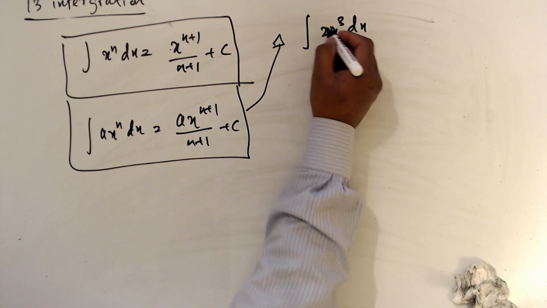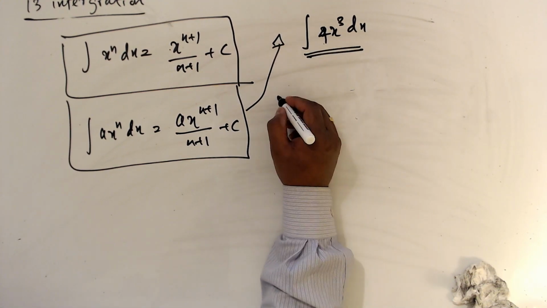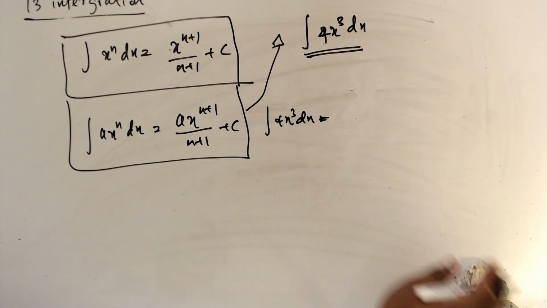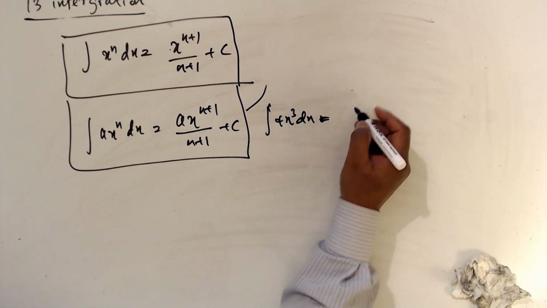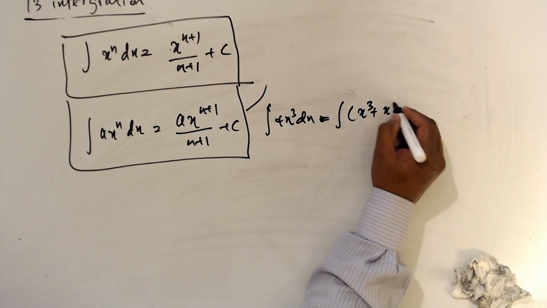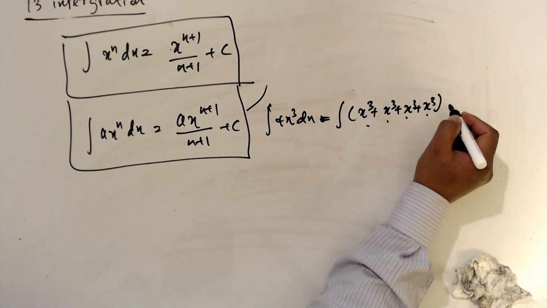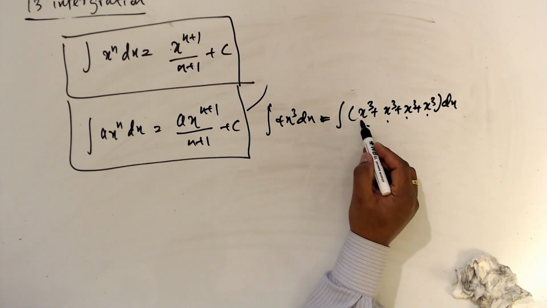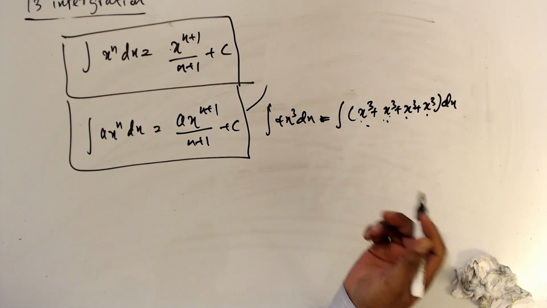Okay, I'll put 4: 4x cubed dx. 4x cubed dx means, with the integral sign there, you can write x cubed plus x cubed plus x cubed plus x cubed, that is 1, 2, 3, 4, dx. So you want to integrate this one 4 times. That is the idea of it.